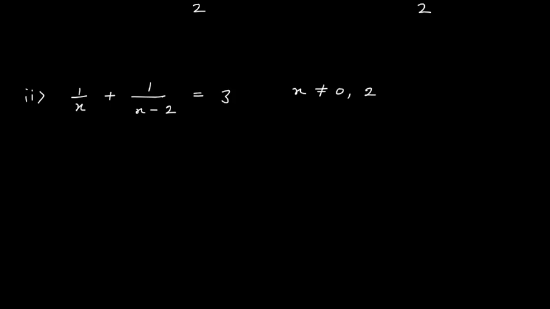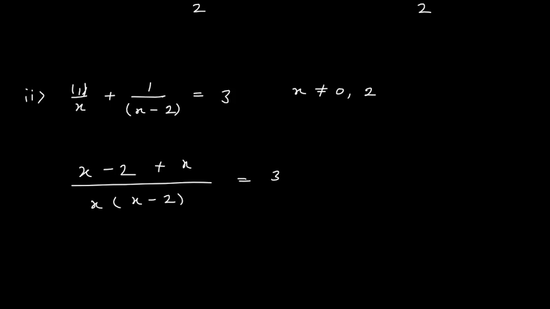Okay, next problem. Again what do you do here? Cross multiply, right? So x minus 2, cross multiply means this 1 is multiplied by this x minus 2. So x minus 2 plus this 1 multiplied by x is x, and whole divided by x into x minus 2 is equal to 3. So this x and x will become 2x minus 2 upon x into x is x square, and this is minus 2x. This is equal to 3.